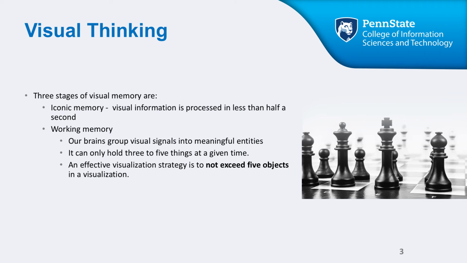Working memory is the next stage during which our brain groups visual signals into meaningful entities and holds them. The challenge presented by working memory is the fact that it can only hold 3 to 5 things at a given time. Anything beyond that gets lost. Therefore, an effective visualization strategy is to not exceed more than 5 objects in a visualization.